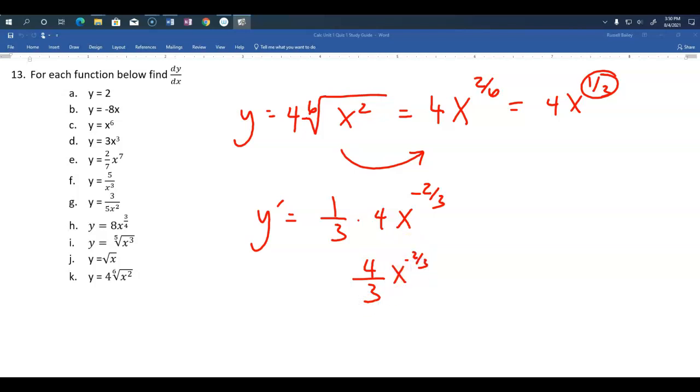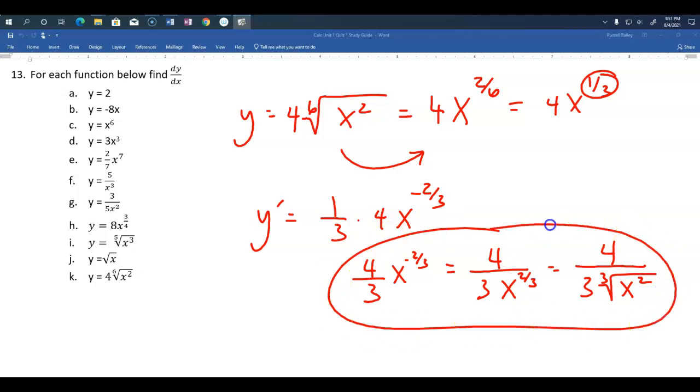So that's one way you can write your answer. Another way would be 4 over 3 x to the 2/3, or another way would be 4 over 3 cube root of x squared. So those are three possible ways to write your answer there. So these are all power rules from part C and down. Those are all power rule examples, finding derivatives of power functions.